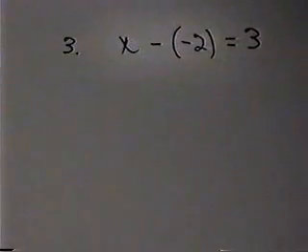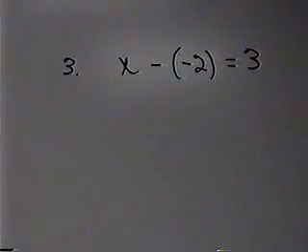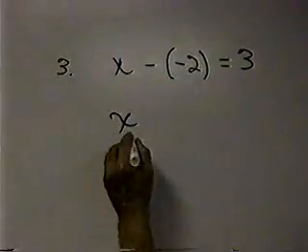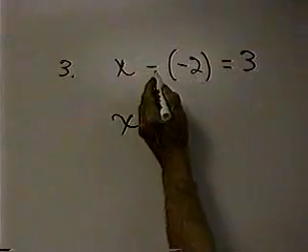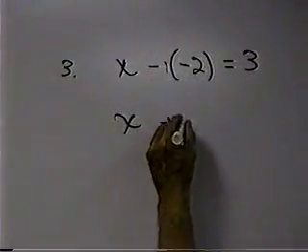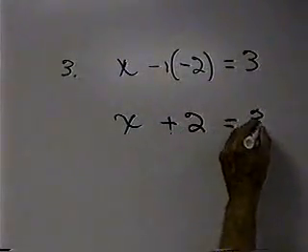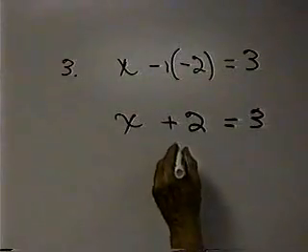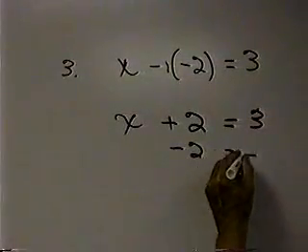The next example is the concept that we have some parentheses in the problem, so we need to get rid of those parentheses. So here we have x and a minus, that's a minus 1. Minus 1 times a minus 2 is a plus 2. All right, how is the 2 connected? It's added, therefore we subtract it.